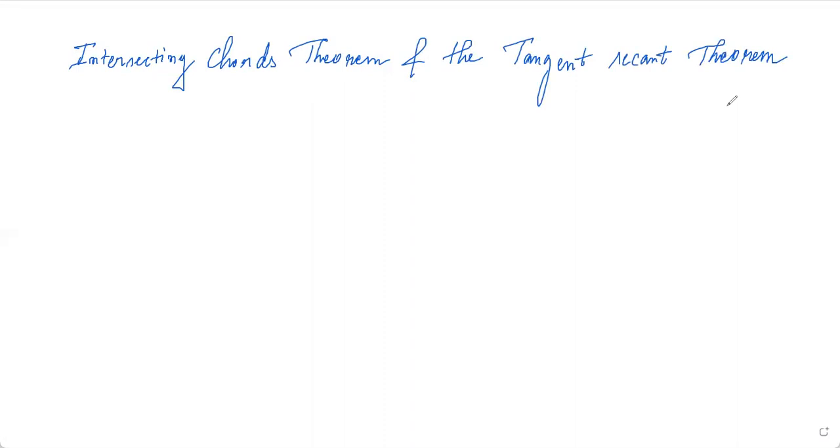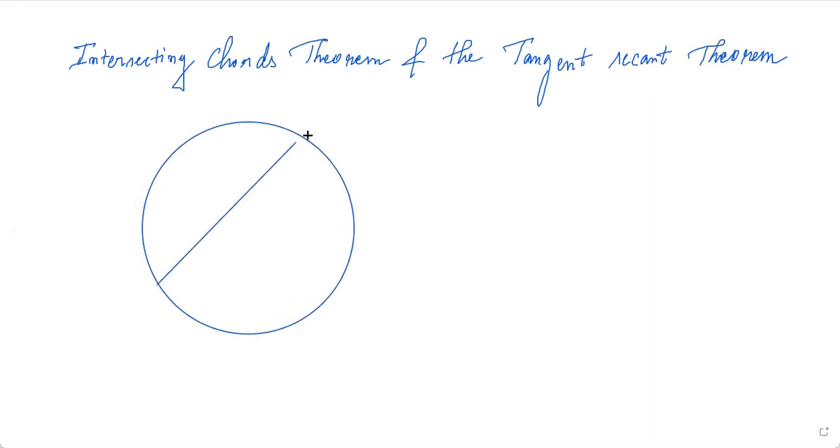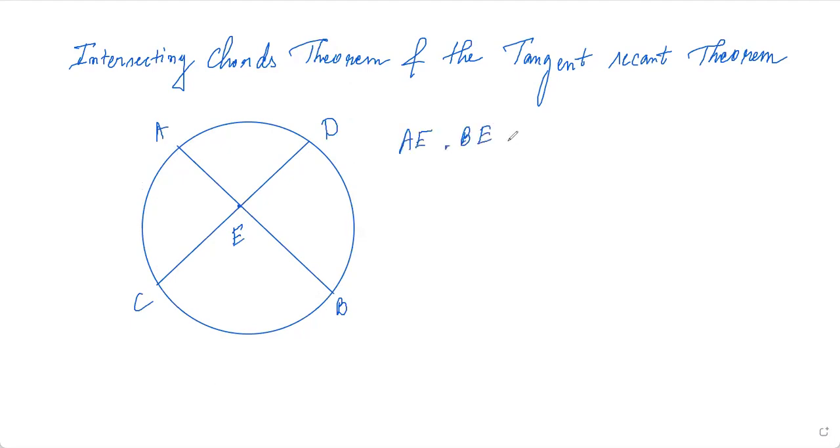In the intersecting chords theorem, if there is a circle and two chords AB and CD are intersecting at the point E, then AE times BE is equal to CE times DE. Okay, so how do you prove this?